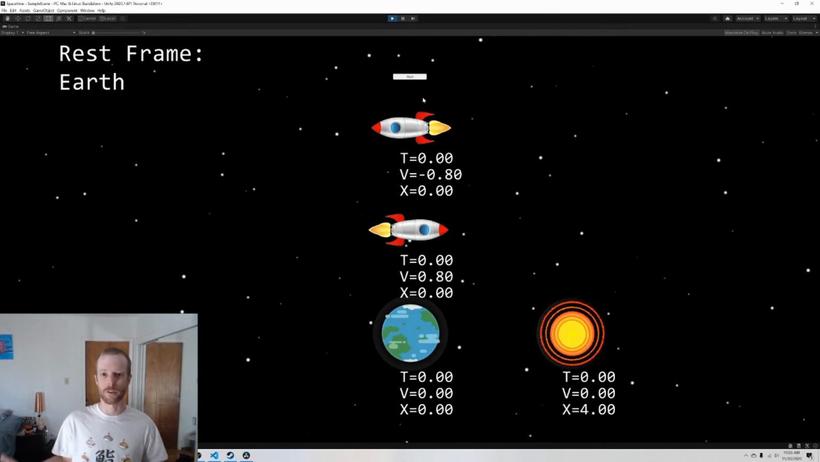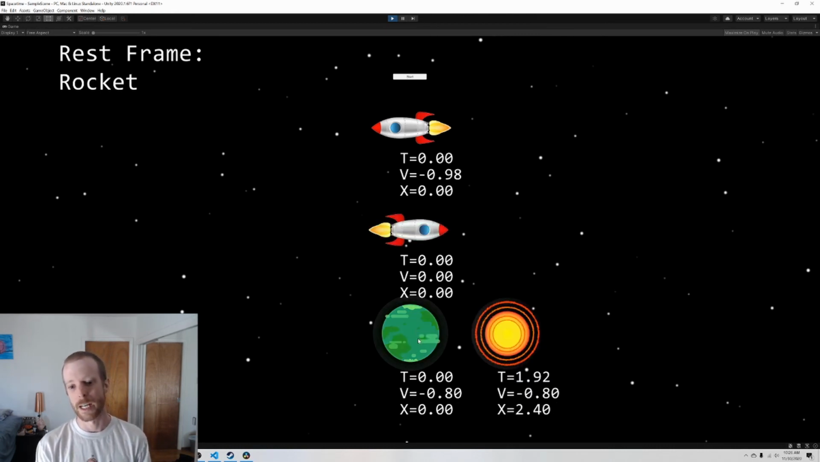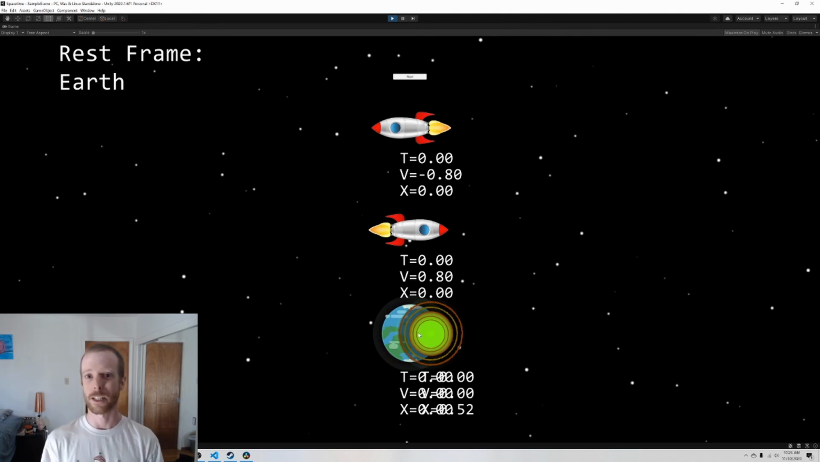to switch frames of reference ad nauseam. So when I switch from the Earth to the rocket, and I see this length contraction happen, I should be able to switch from the rocket back to Earth and see things go back to the way they were. But instead, the length gets contracted further. Not what I wanted, but kind of what I expected based on the math that I'm using.